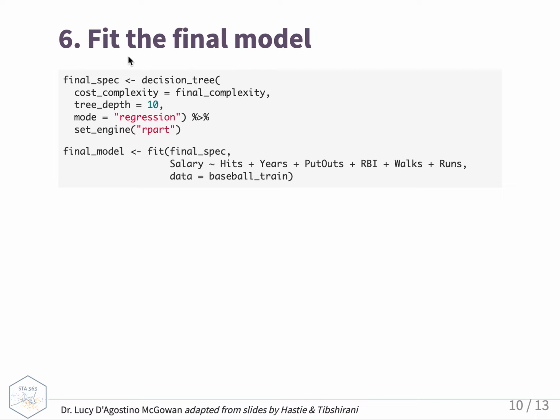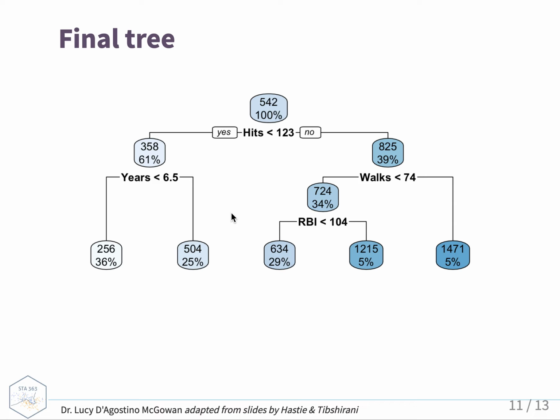So the final step is going to be to fit that final model. I'm going to fit that decision tree specification. I'm setting the cost complexity to that final complexity that I pulled out using the select_best function. I'm leaving my tree depth the same, my mode the same, and my engine the same. And now I can just do a normal fit on all of the train data using that final spec. And so this is what that tree looks like.